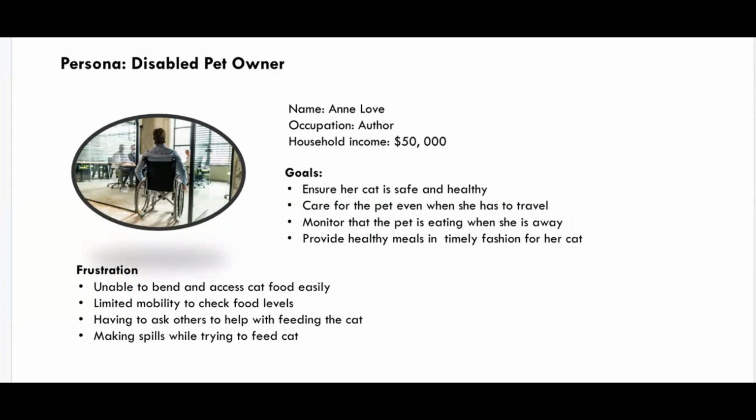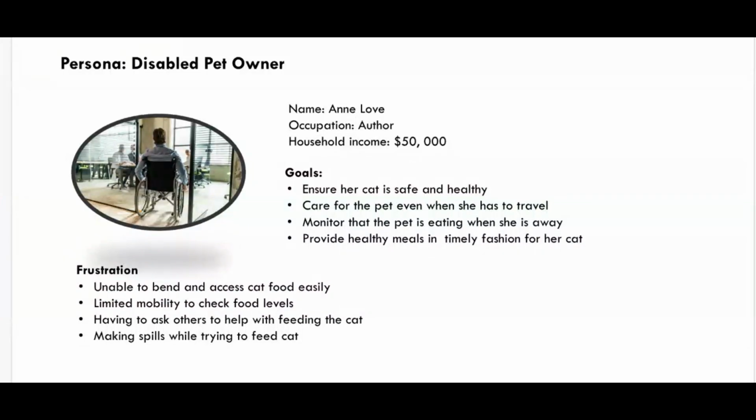And then we have the disabled pet owner persona. We're going to call this person Anne Love, and we'll give her the occupation of an author. She sits and writes all day, and her household income is $50,000. Her goal is to ensure her cat is safe and healthy, care for the pet even when she has to travel, monitor that the pet is eating when she is away, and provide healthy meals in a timely fashion for her cat. So she has a cat, whereas the other one had a dog.